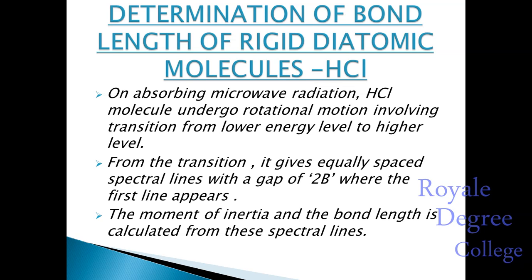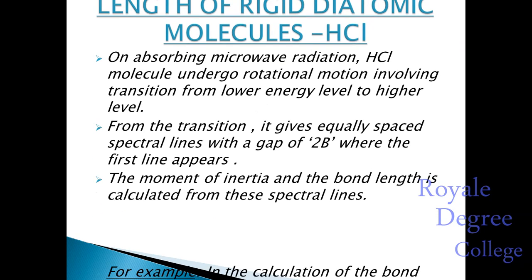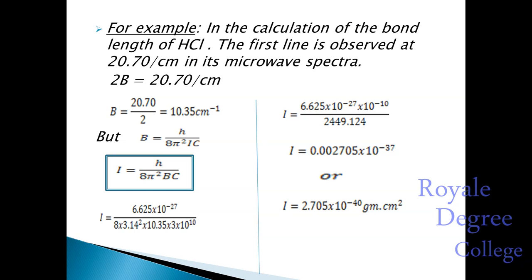On absorbing microwave radiation, HCl molecule undergoes rotational motion involving transition from lower energy level to higher energy level. So from the transition, it gives equally spaced spectral lines with a gap of 2b, where the first line appears. The moment of inertia and the bond length is calculated from these spectral lines. For example, in the calculation of the bond length of HCl, the first line is observed at 20.70 per centimeter in its microwave spectrum. So here the 2b value will be equal to how much?